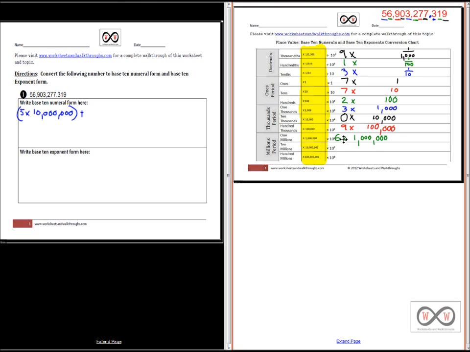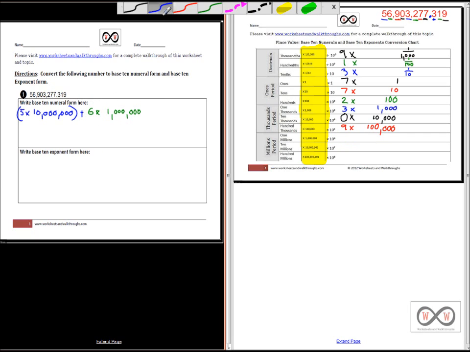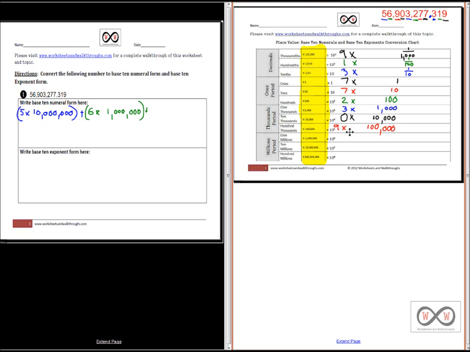you can rewrite these on your paper. And then we have 6 times 1 million. You can see how we're putting this all back together. You put these parentheses in, it kind of makes it look a little neater and easier to read. Plus, and we'll pull over the next place. It's coming together here.